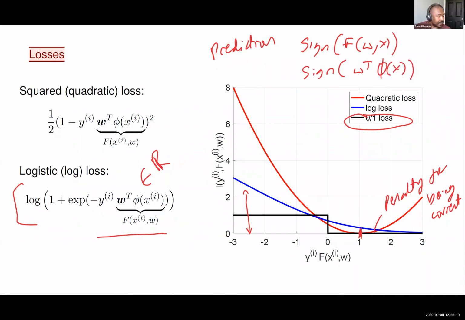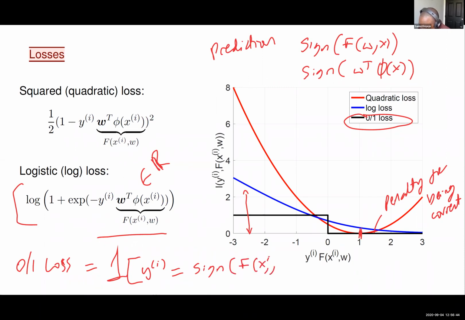Can we use, what is the 0, 1 loss? So 0, 1 loss is equal to an indicator function of whether y i is equal to the sign of f x i w. So we covered this, I think 2 lectures ago, and briefly in the last lecture. So that's the indicator, that's the 0, 1 loss. It's checking, did I get the prediction exactly right or not?